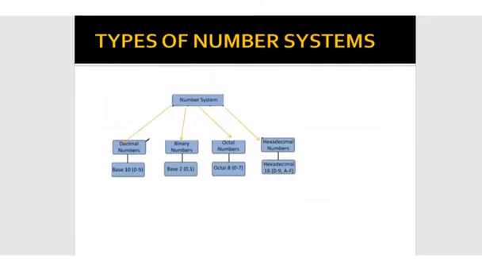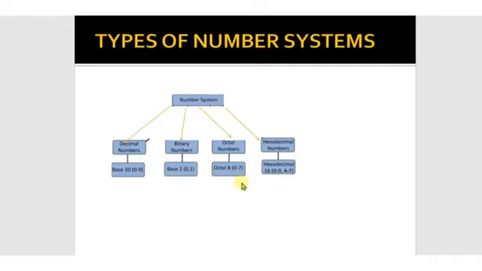So let's discuss the types of number systems. The first one is decimal numbers. Its base is 10 and it has range 0 to 9, and in binary numbers base is 2 and the numbers are 0 and 1 only, and in octal numbers the base is 8 and the range is 0 to 7. Here you might notice that the maximum number in the range is 1 less than the base.